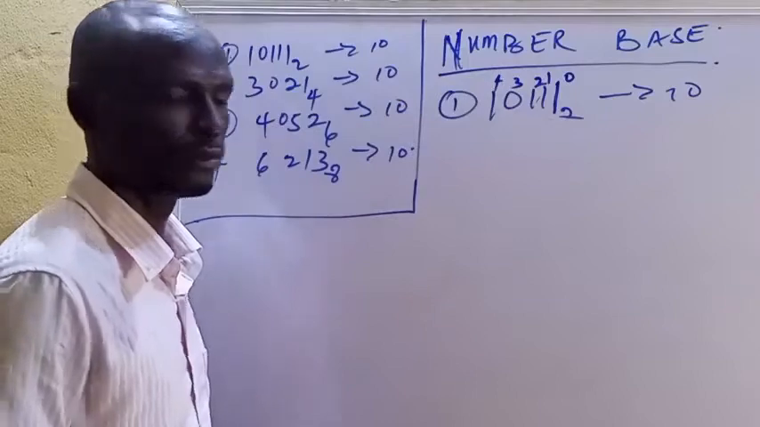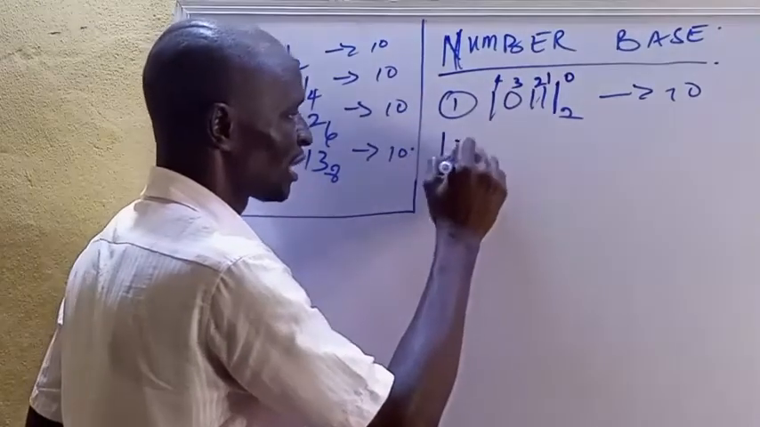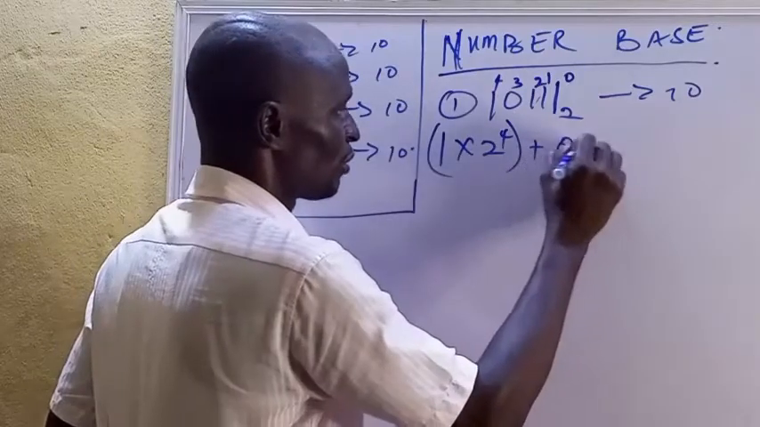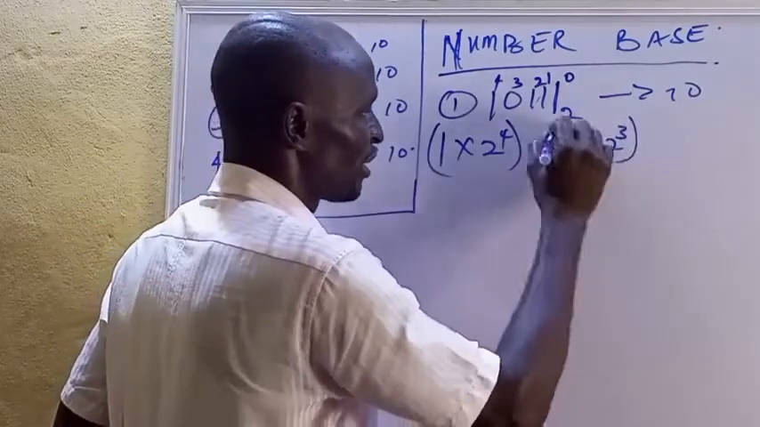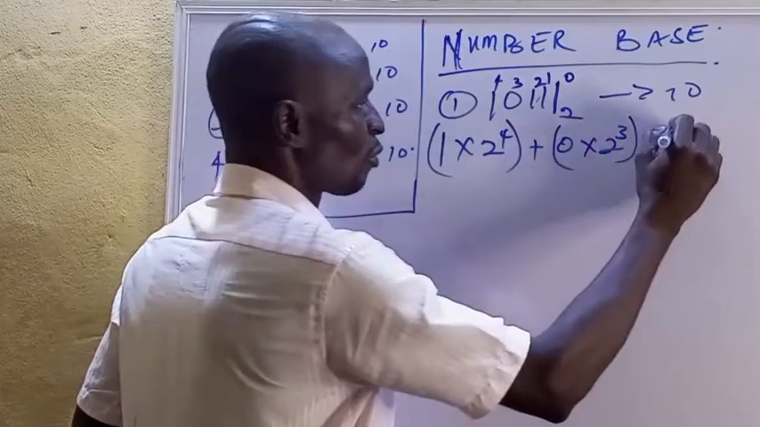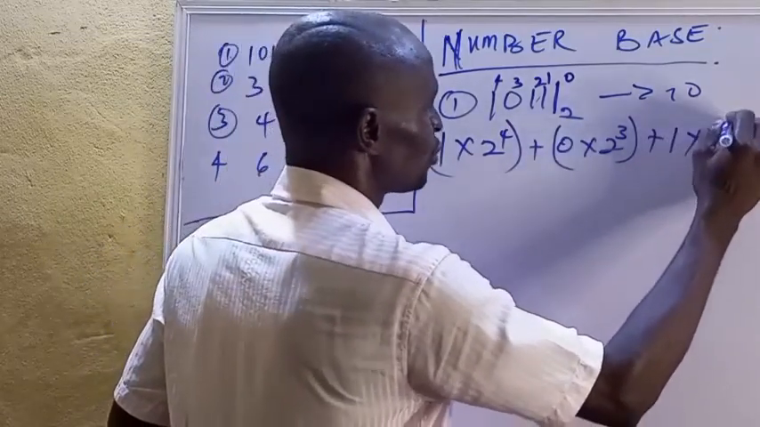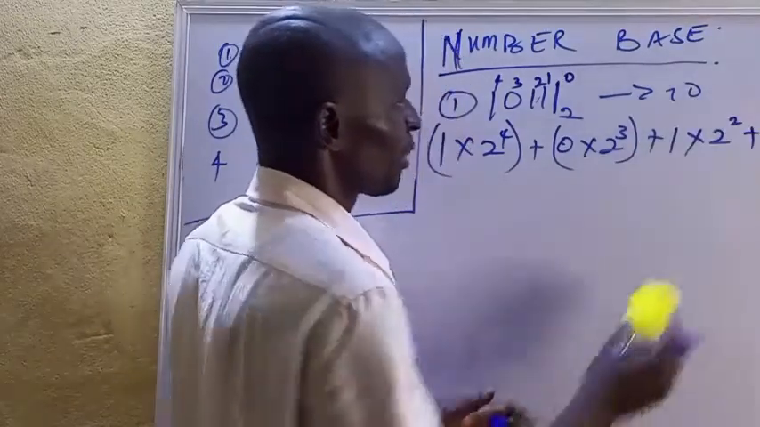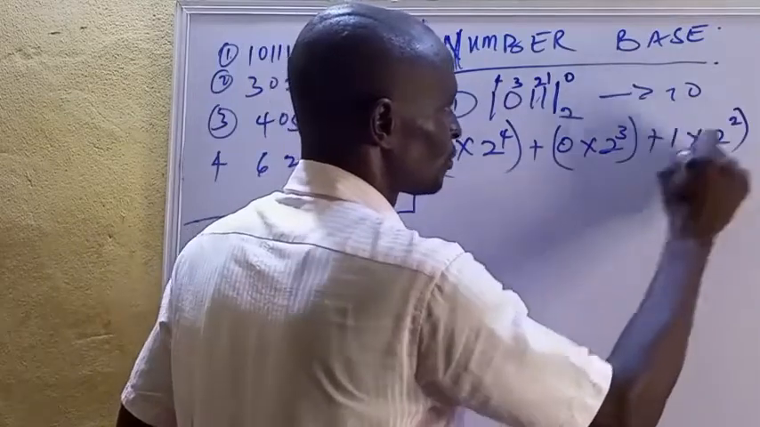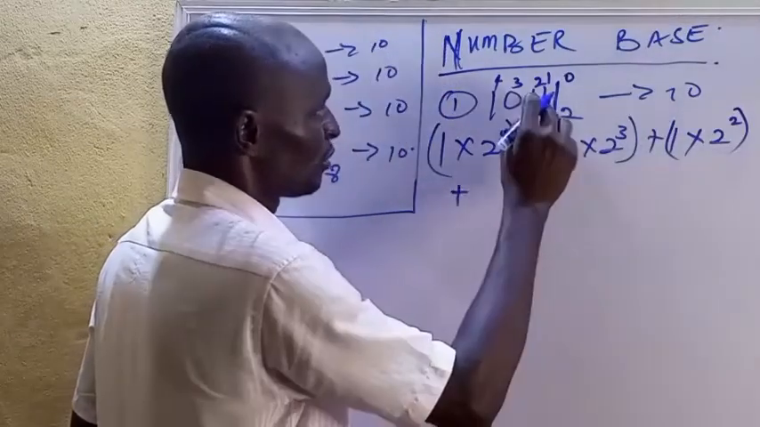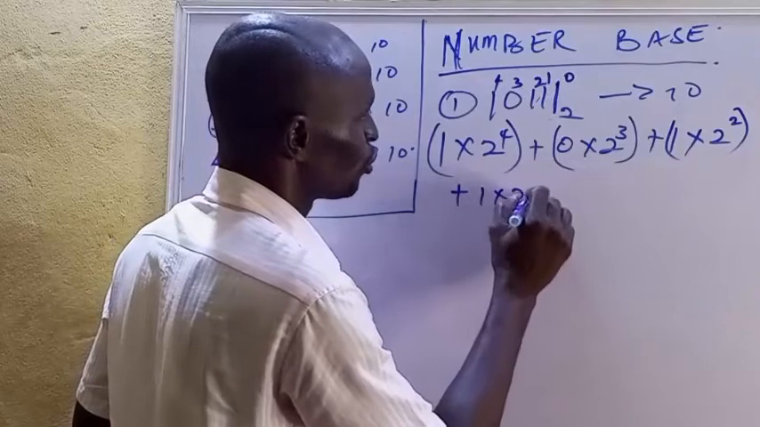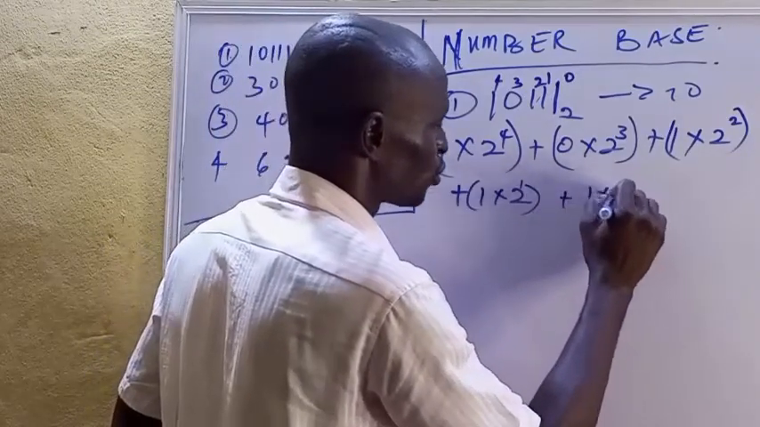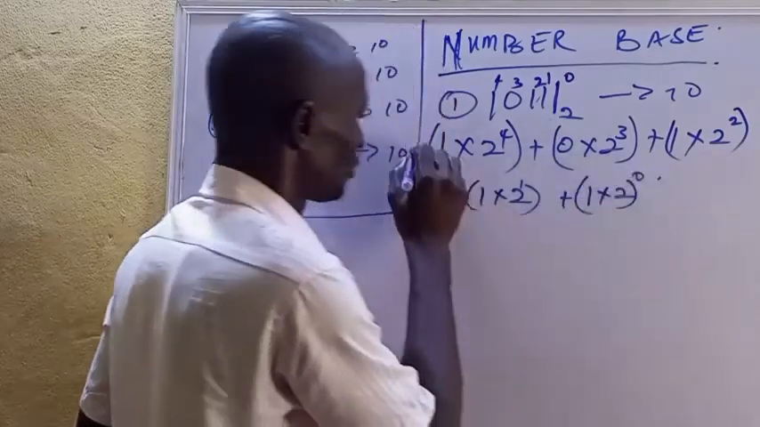4. So this becomes 1 times 2 raised to the power 4, plus 0 times 2 raised to the power 3, plus 1 times 2 raised to the power 2, plus 1 times 2 raised to the power 1, plus 1 times 2 raised to the power 0.